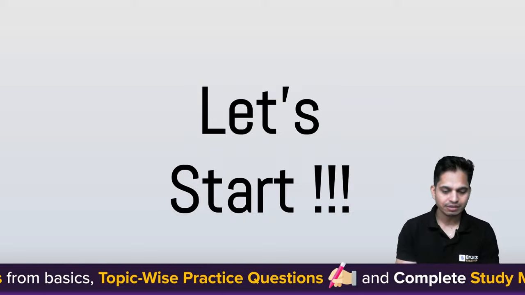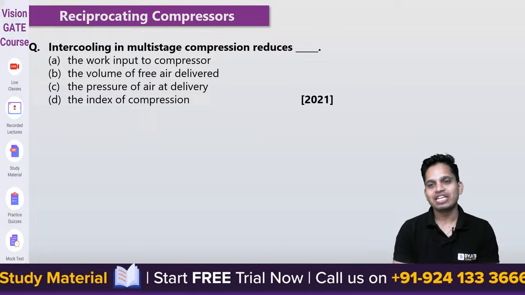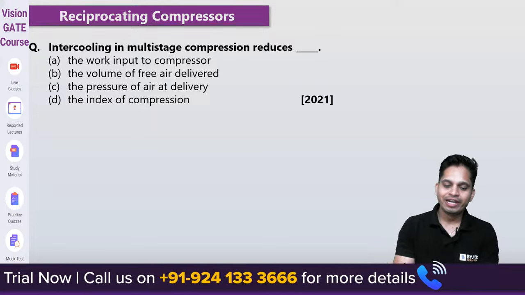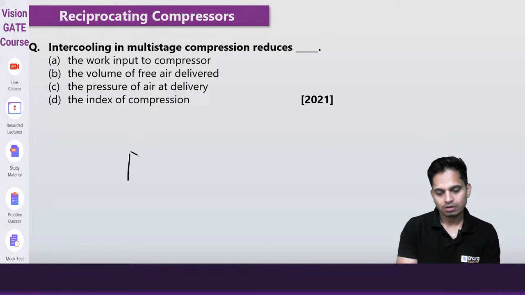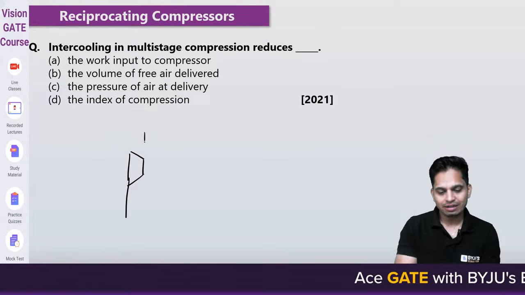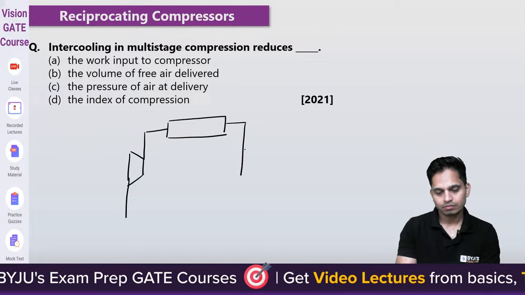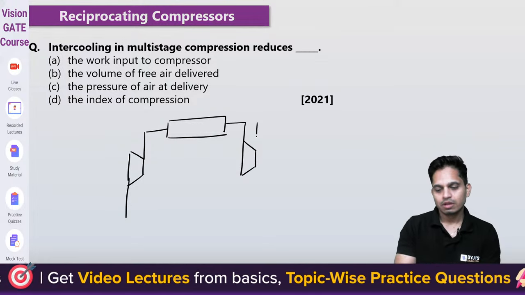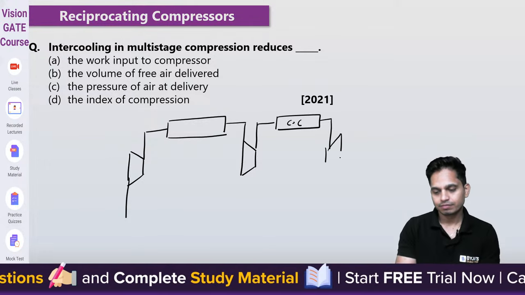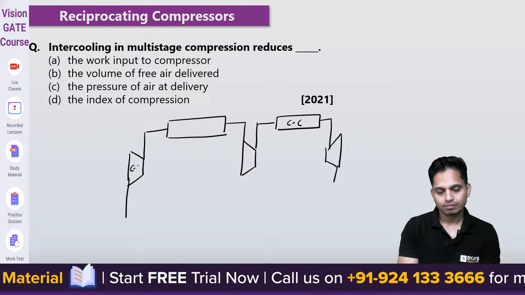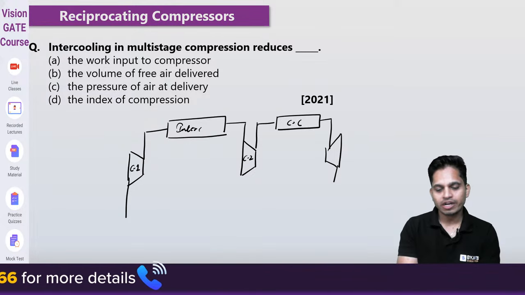Let's start with the very first question. Intercooling in multi-stage compression reduces... When you do intercooling, you do it between 2 compressor stages, yes or no? This is one compressor. Then you will apply your combustion chamber, then turbine. This is your intercooler.